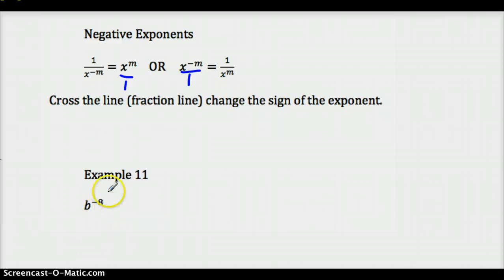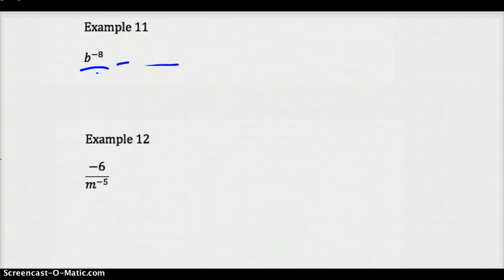So b to the negative 8, since that's not in a fraction, go ahead and put it over 1. And then draw your line. Cross the line, change the sign. So since this is a negative exponent, I need to move that down. Now I don't have anything left on top, but I have to put a placeholder of 1. That 1 holds the fraction there.